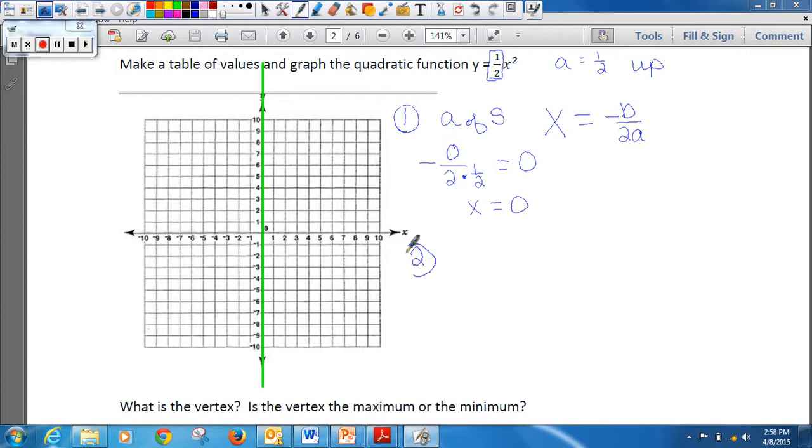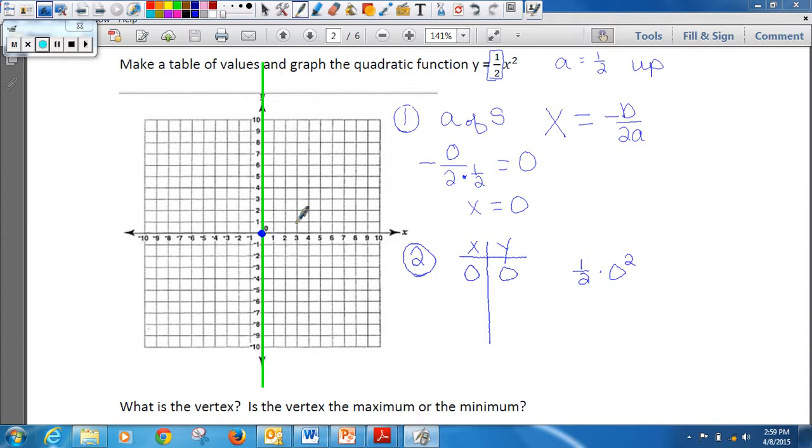The second thing I do is make a table of values. You will always have to put 3 points in your table of values. The first thing I would always try to find is your vertex. X is 0 at my vertex because my vertex has to lie on that line of symmetry. If I plug 0 into my equation, 1/2 times 0 squared is 0. So the point 0, 0 is my vertex.